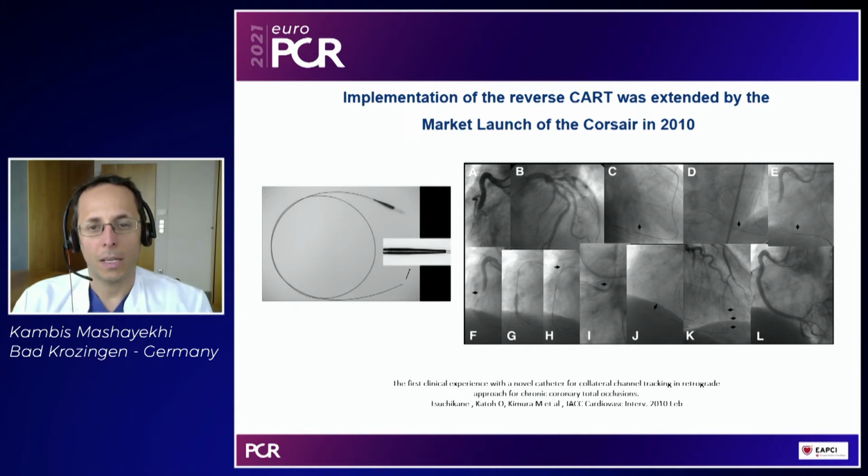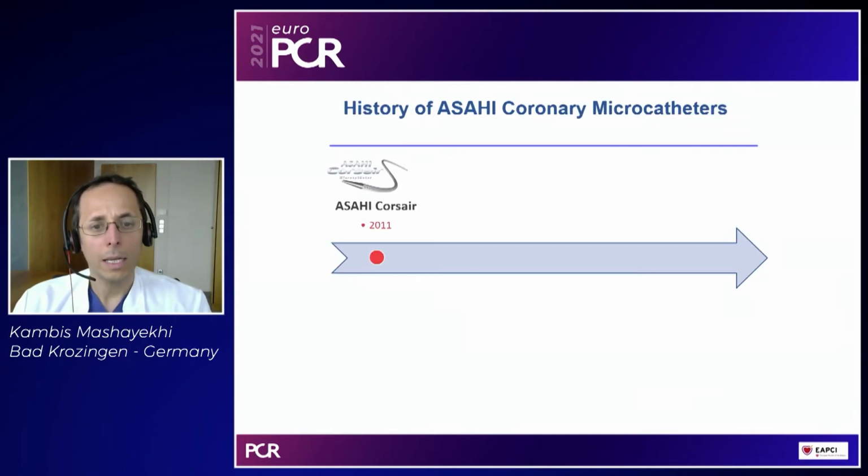Actually, in 2010, the implementation of the reverse CART was extended by the Corsair, and I think this was a big revolution. This paper was published in Circulation Cardiovascular Interventions in February 2010, and it really could increase success rate in complex CTO PCI. In Europe, finally, in 2011, the Corsair was launched. This microcatheter gave us really a good opportunity for retrograde options.